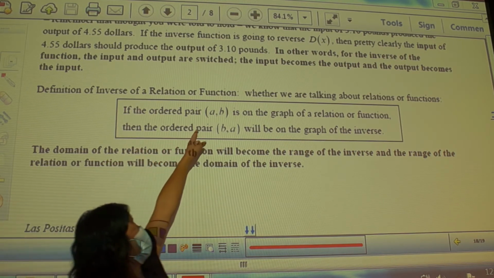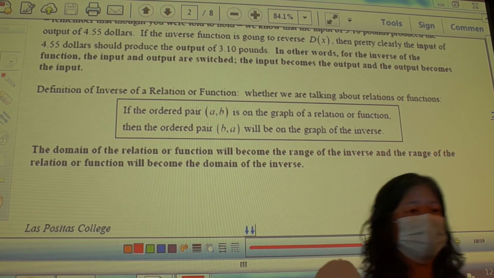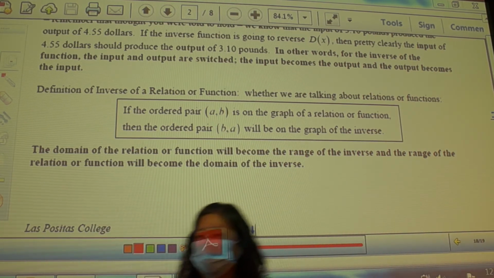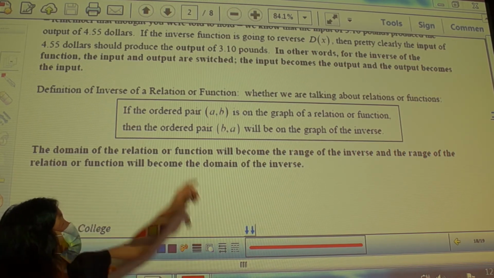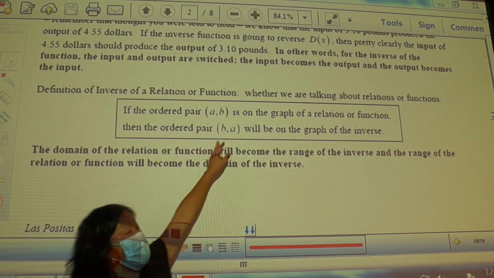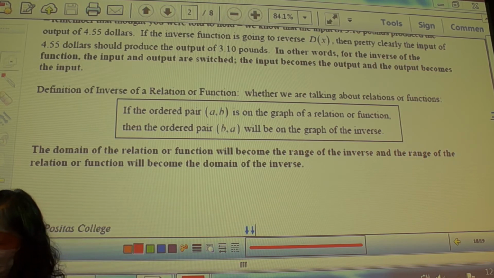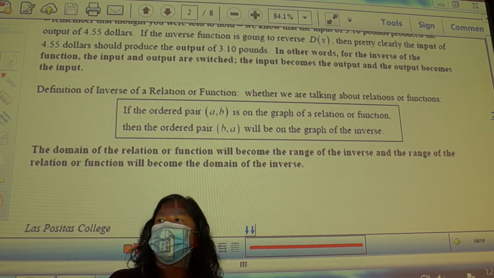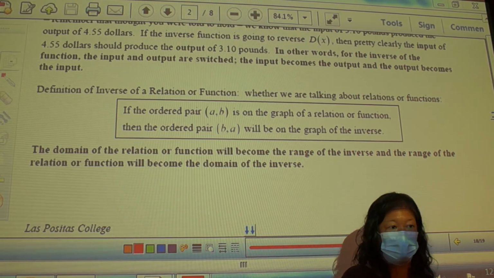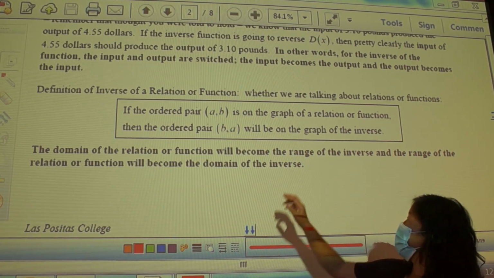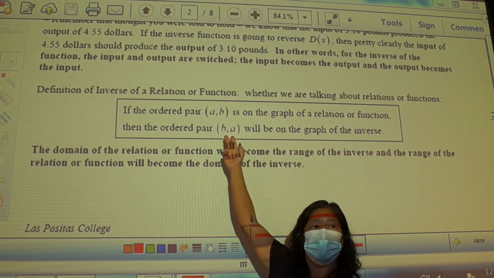Here's a nice thing. If the ordered pair (a, b) is on the graph of the relation, in other words, let's do simpler, $1, 20 pesos, right? 1 comma 20. Then on the inverse, the a and the b flip, because if I put in $1, I get out 20 pesos. In the inverse, 20 pesos is my input, $1 is my output. Is everybody with me on this one? So that means that 20 comma 1 will be a point on the inverse. Good?